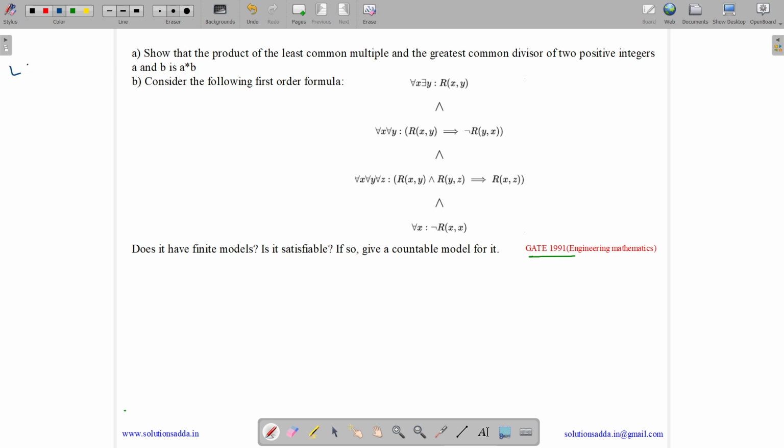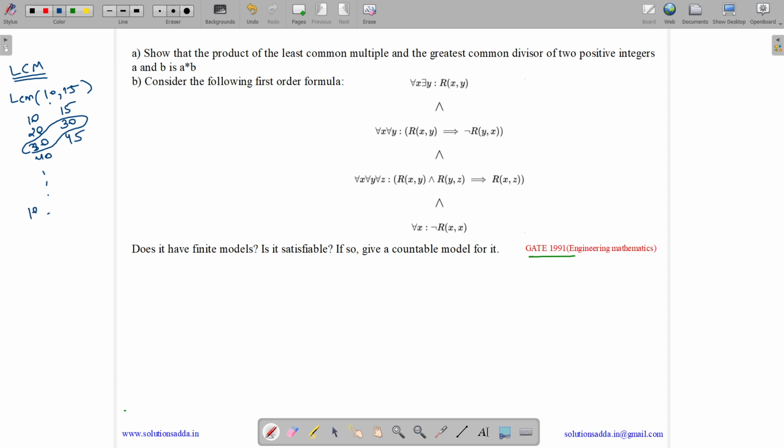So what is least common multiple? It is LCM. Let us suppose we are finding the LCM of 10 and 15. The multiples of 10 are 10 into 1 is 10, 10 into 2 is 20, 10 into 3 is 30, 10 into 4 is 40 and so on. The multiples of 15 are 15 into 1 is 15, 15 into 2 is 30, 15 into 3 is 45. Here we can see 10 is not present, 20 is not present, but 30 is the least common multiple.